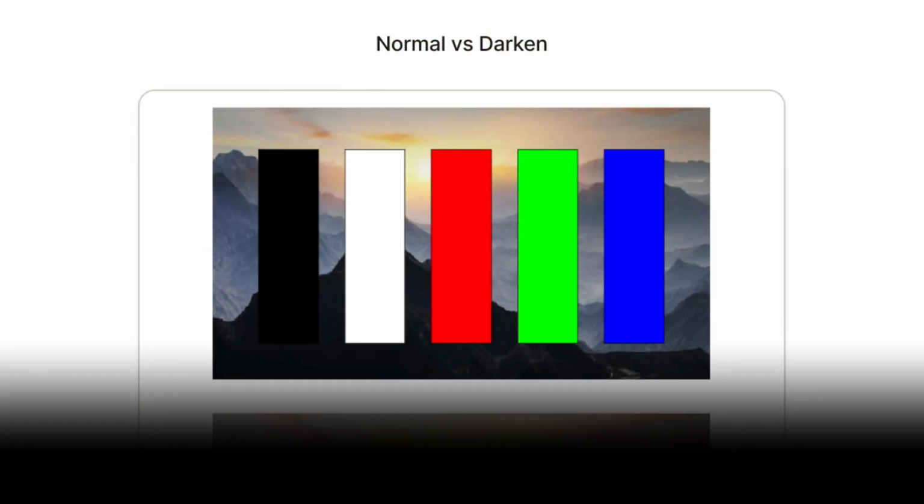On the top row, with normal mode, the black, white, red, green, and blue blocks sit fully opaque on the background. On the bottom row, with darken mode applied, black remains visible since it's darker than everything behind it. White disappears completely because it's lighter than every background pixel. The red, green, and blue rectangles only show where their tones are darker than the mountains and sky, letting the lighter background areas shine through.